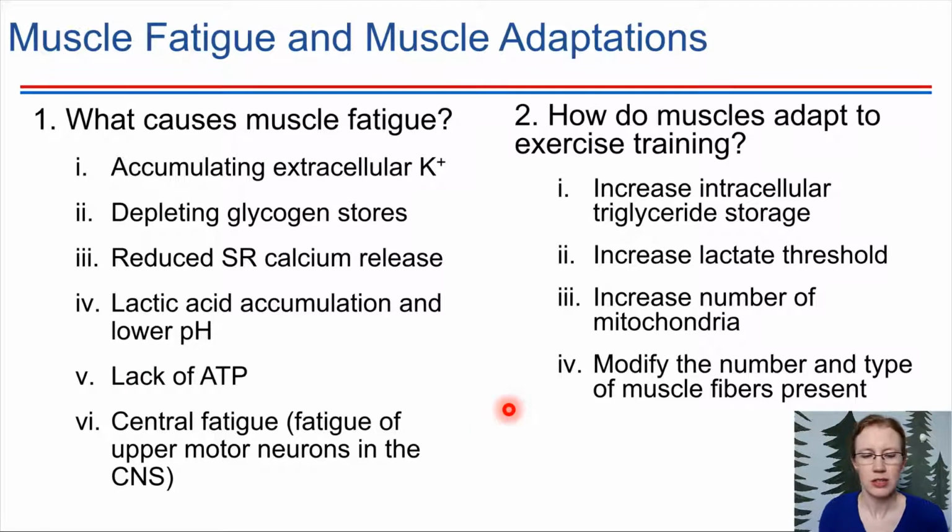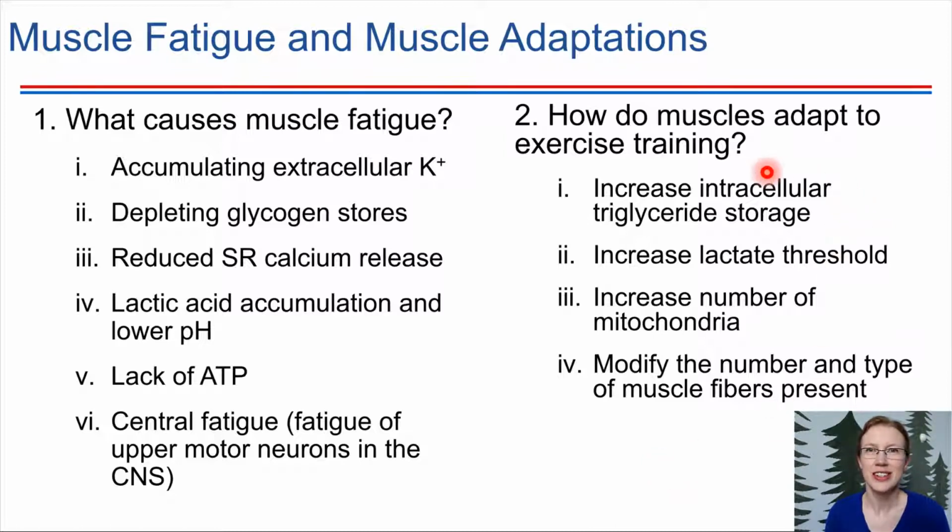When we exercise regularly, we know that our muscles do start to adapt. We get stronger over time if we continue to exercise, and we're able to carry on exercise for longer periods of time. What's responsible for that? So how do muscles adapt during exercise training? Well, for one thing, they start storing more energy reserves.